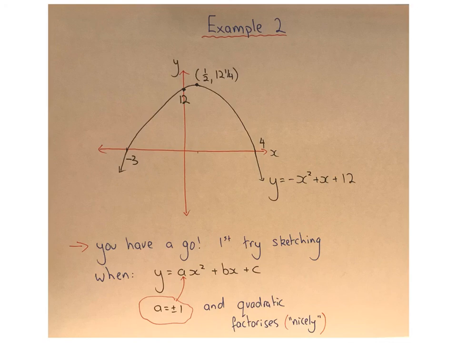Okay, so now it's your turn to have a go at sketching. However, when you're sketching these ones initially, you'll only be looking at a value of a as plus or minus 1. This will make it a lot easier for you to factorise and find the x-intercepts. And the ones you have a go at today will all factorise nicely.